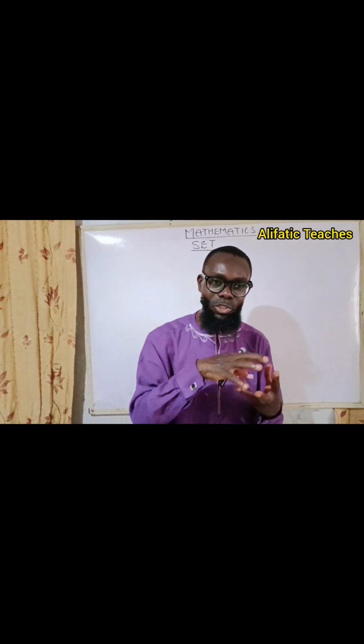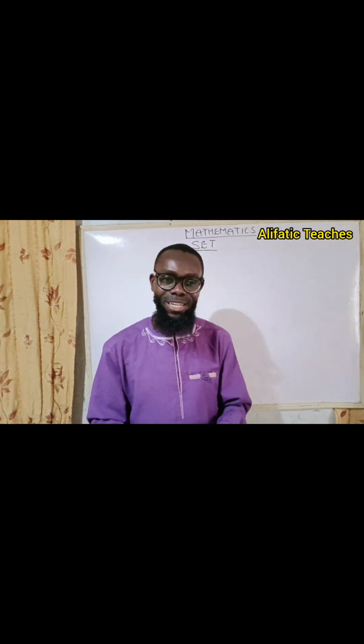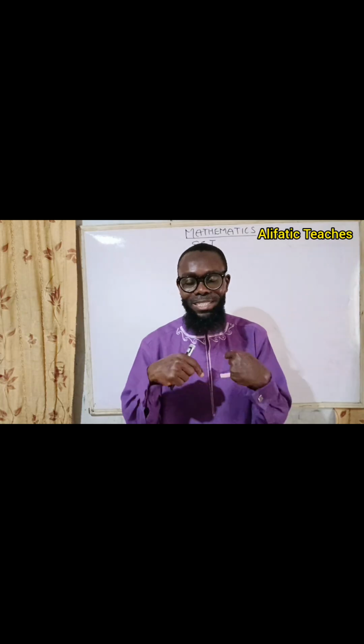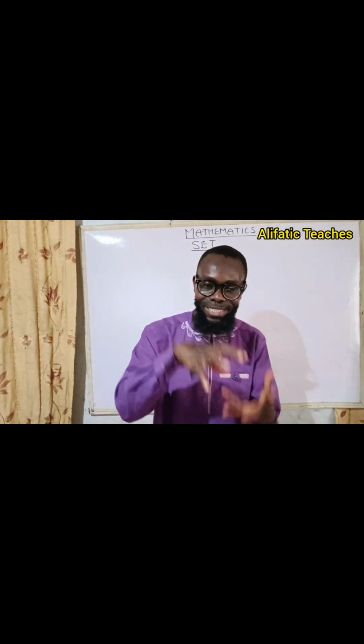Also, in a single school, we have different classes. For instance, SS1 classes. We can have SS1 Arts, SS1 Commercial, and SS1 Science. In each class, we have some members of the class, the students in that class, with different names, different surnames. All these students in this class are the members of that class. For instance, those students in the science class are the elements of science. They are the members of science.